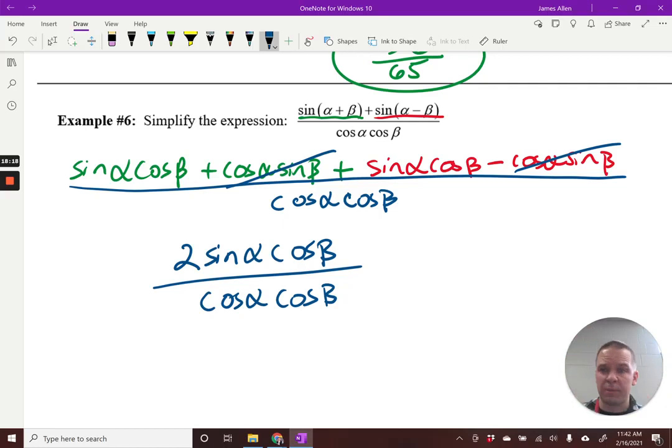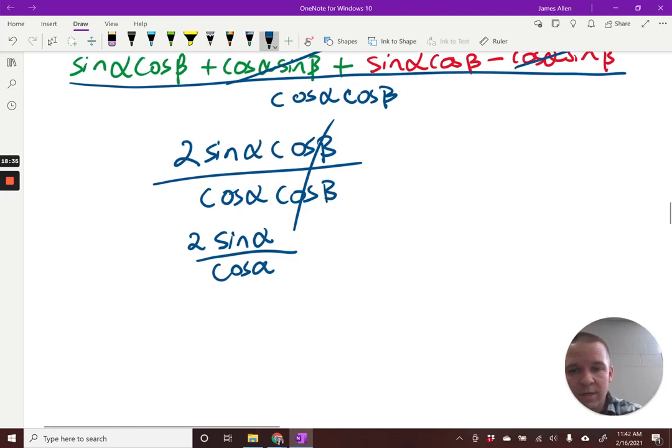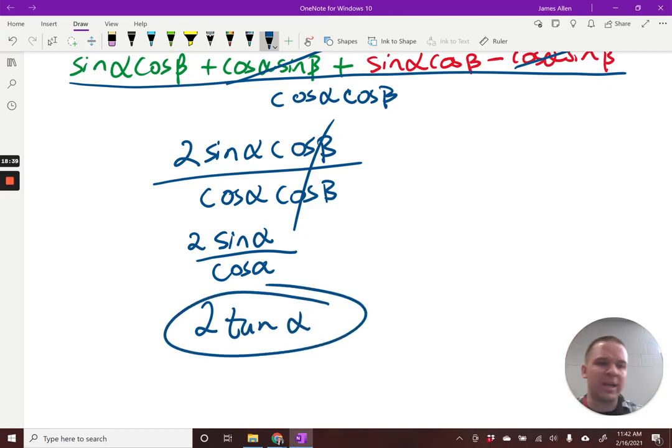All right, so this is all multiplication here, right? I can cancel that. Sound effects. And now I have 2 sine of alpha over cosine of alpha. Ooh, sine over cosine of the same angle gives me tangent. So I have 2 tangent of alpha. Look at that.